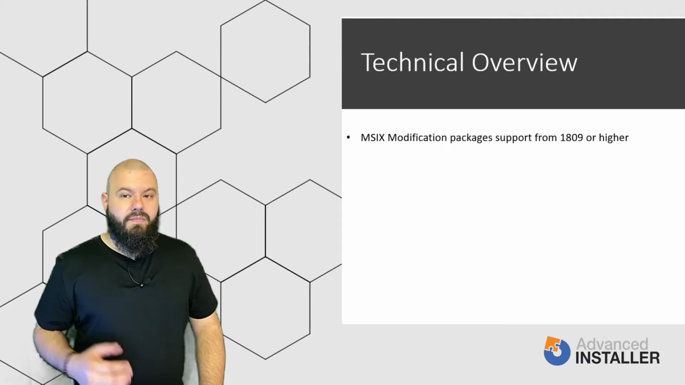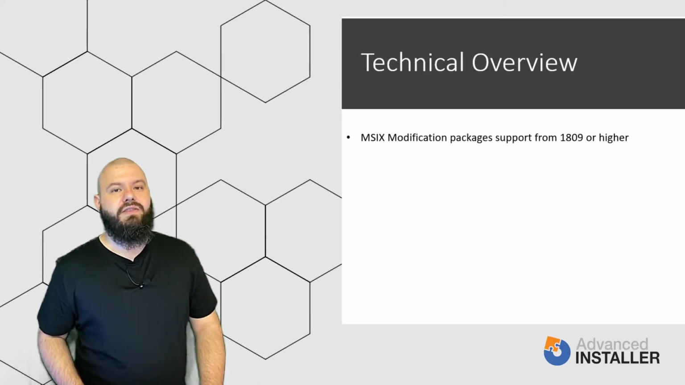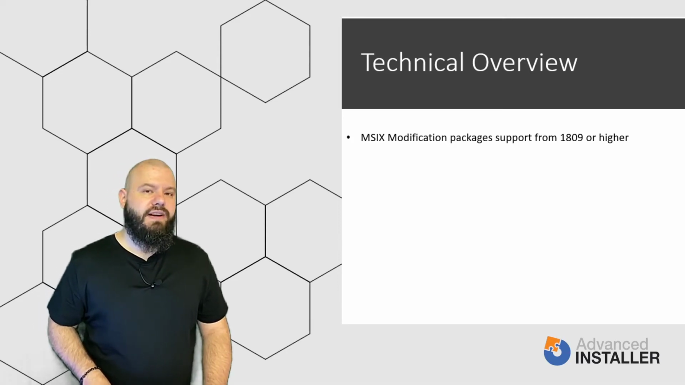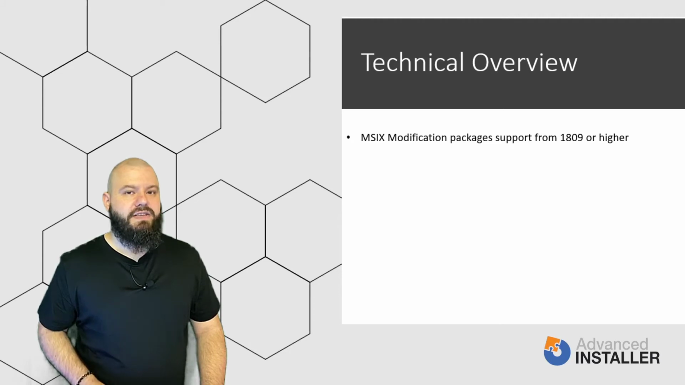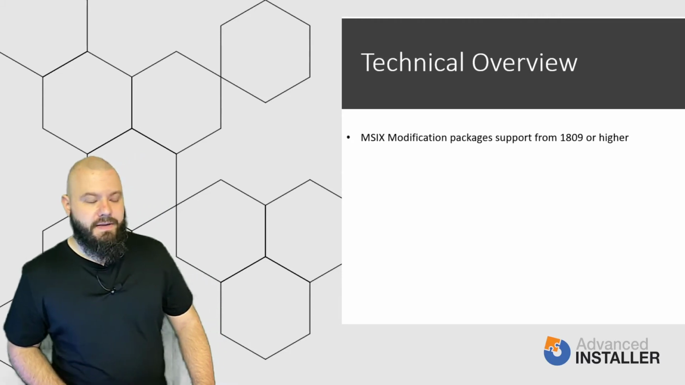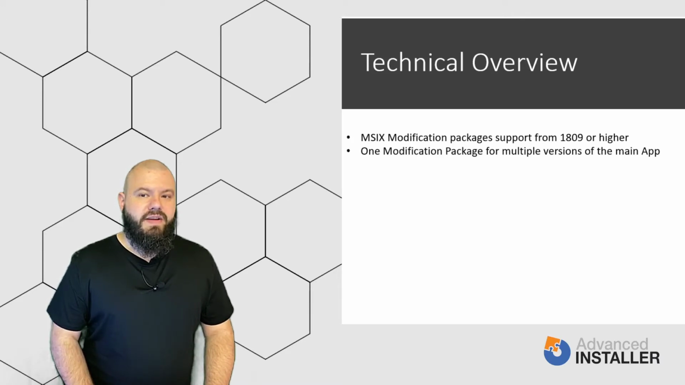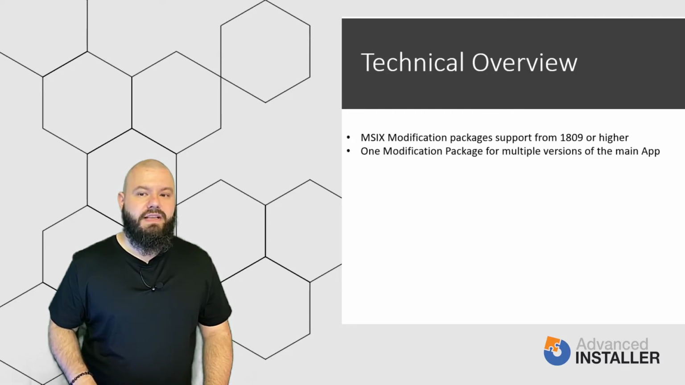Although both MSIX and MSIX modification packages have been initially supported only on Windows 10 1809 or higher, Microsoft added support on Windows 10 1709 and 1803, but keep in mind it's only for normal MSIX packages, not MSIX modification packages. As long as the customizations apply, you don't need to create another modification package for the main application. The customization stored in the MSIX modification packages will be successfully applied to the new MSIX package for the main application once the new MSIX package gets installed.